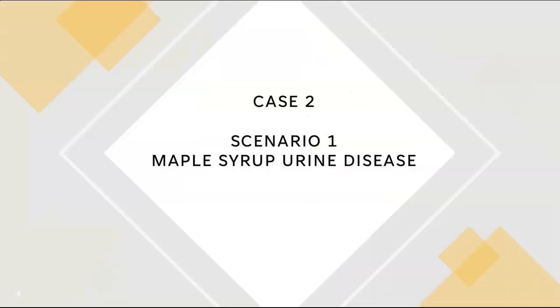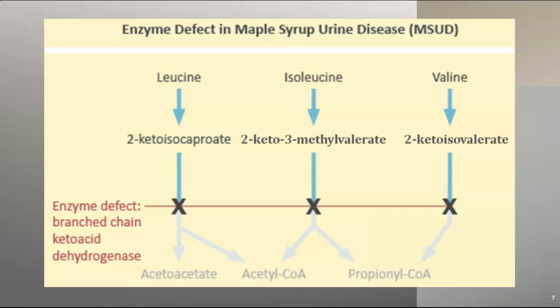In case 2, we'll be looking at 3 different scenarios. In scenario 1, we'll be looking at maple syrup urine disease. Maple syrup urine disease is a condition in which the body cannot break down certain proteins. The condition is named for the sweet odor of the urine in untreated babies.